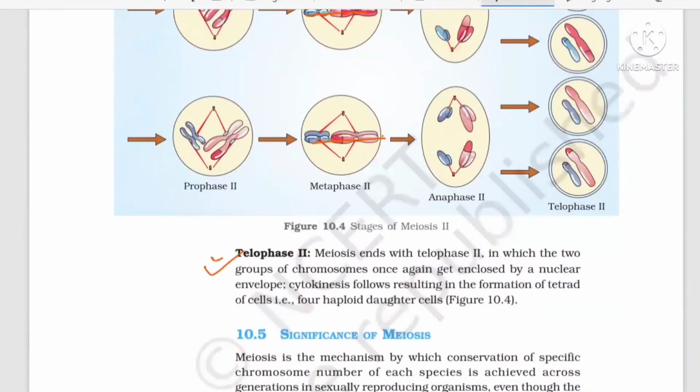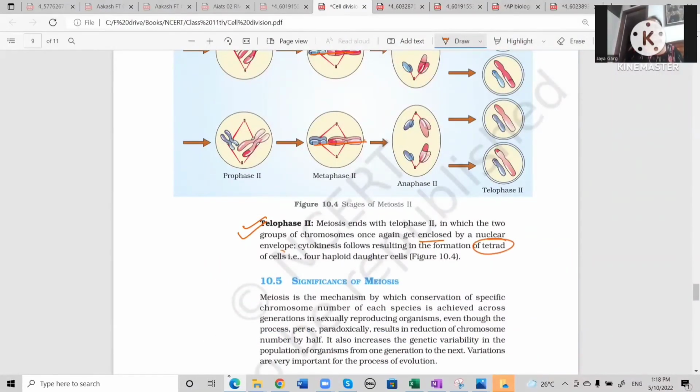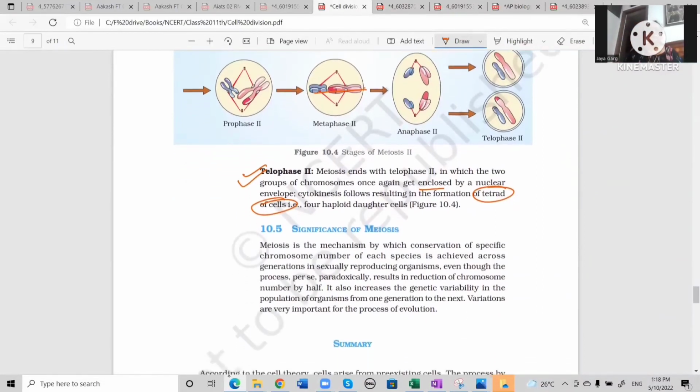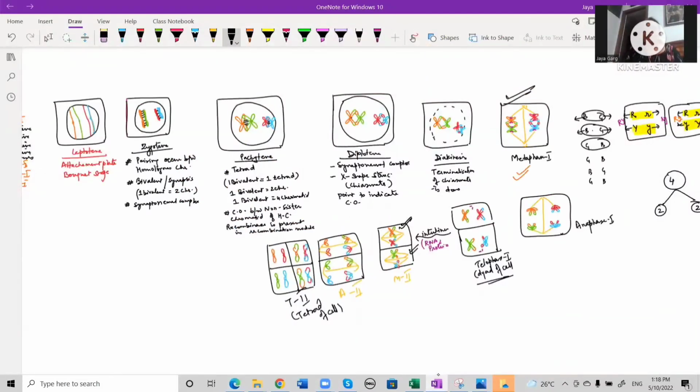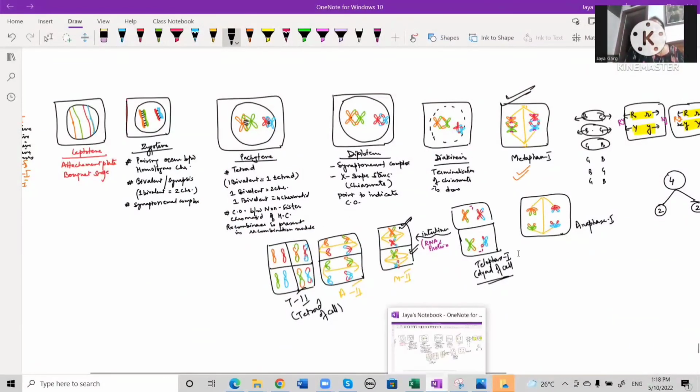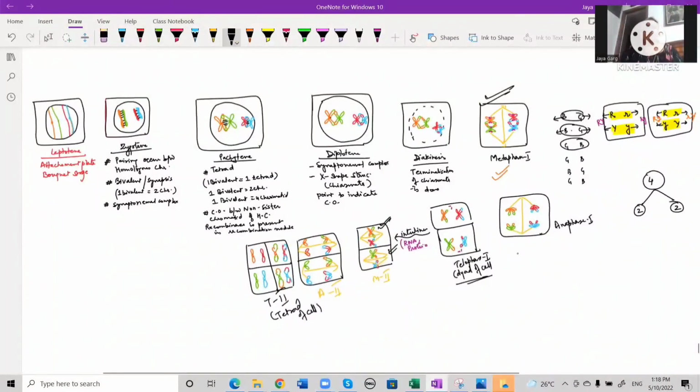Clear, beta? Telophase 2, in which they are again enclosed by the nuclear membrane and they are making a tetrad of cell. Please remember, if they ask you tetrad stage, then it is pachytene stage, but if they ask you tetrad of cell, then it is telophase 2. To make 4 haploid cells. So how many chromosomes did we start with, beta? If you check here, we started with a cell with 4 chromosomes. In the diagram, we made 2 cells with 2 chromosomes. Again, each cell divides into 2, again with 2 chromosomes. Clear, beta? Is the summary clear?